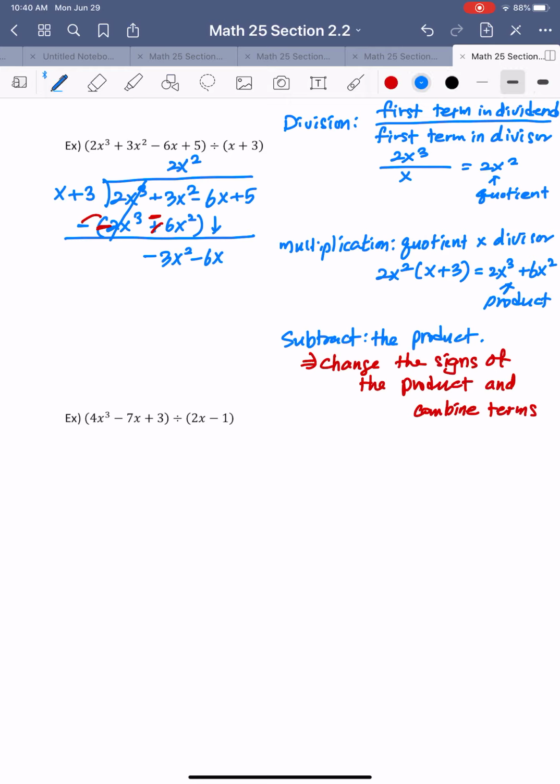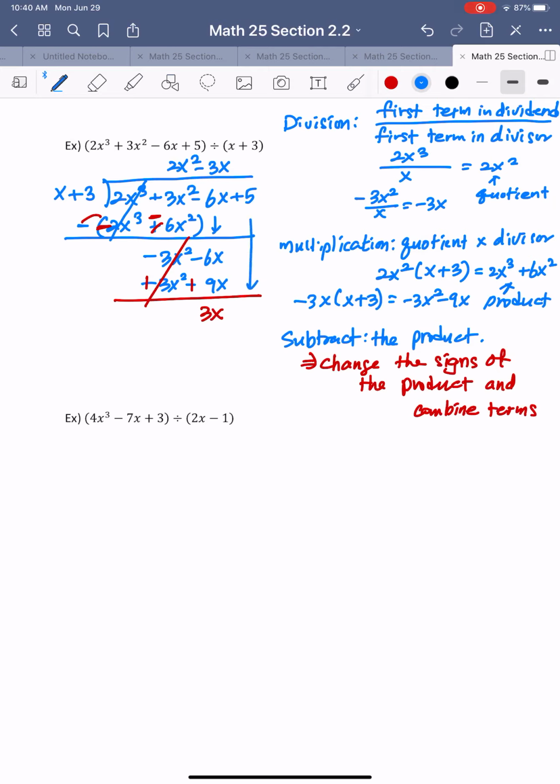Now we're going to divide again. This time I'm dividing negative x squared by x, so I get negative x. I put down the negative x here. Then multiply negative x by the divisor x plus 2, and I get negative x squared minus 2x. Then change the sign of the product and combine. Now I got negative 4x. Then bring down the 5, and do it again.